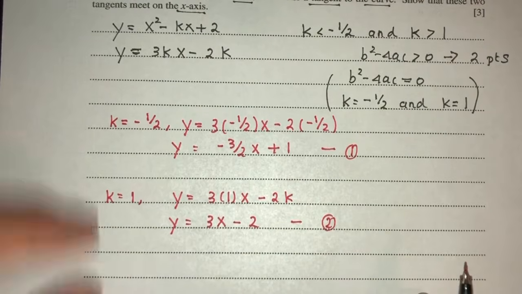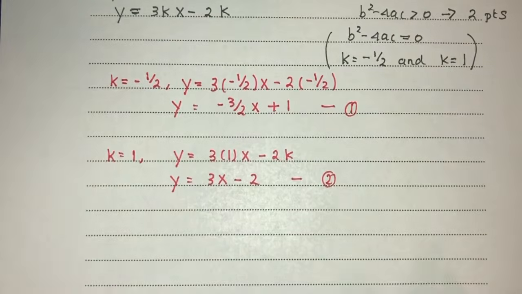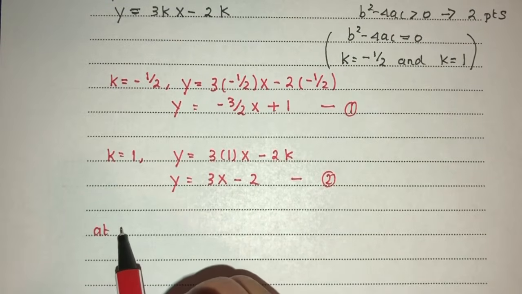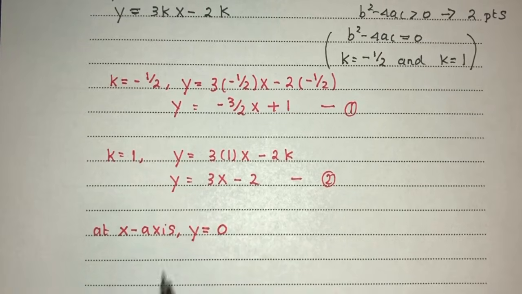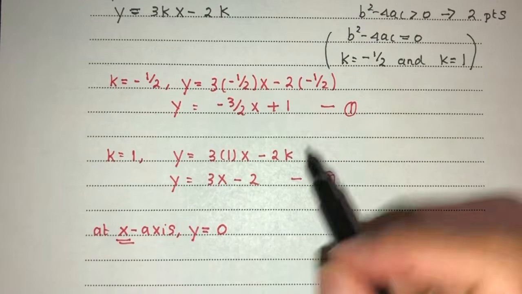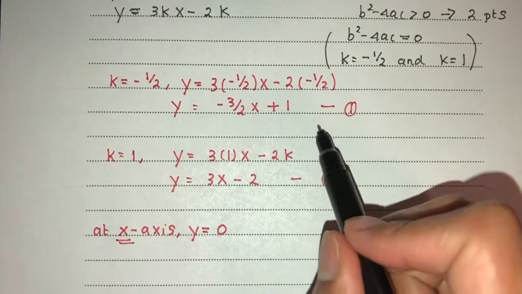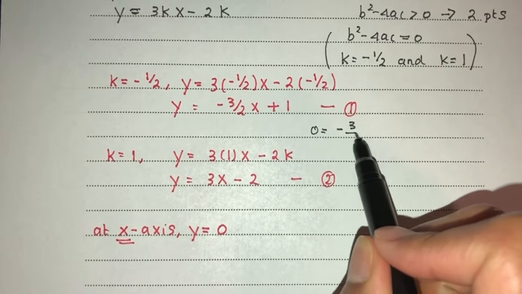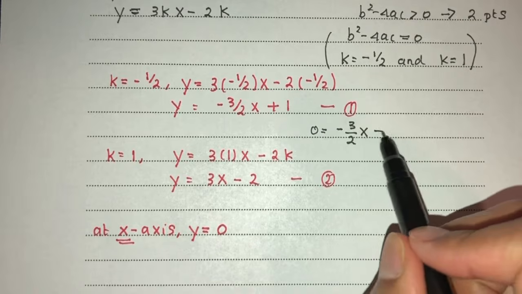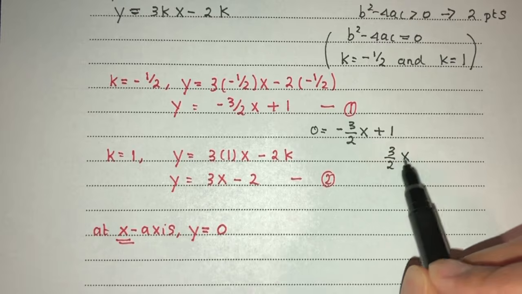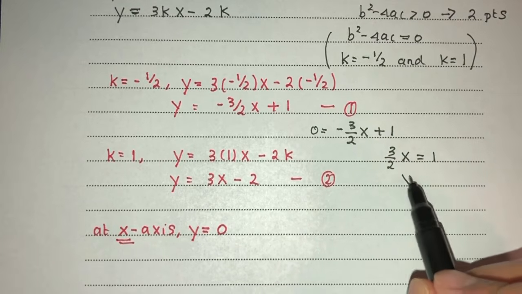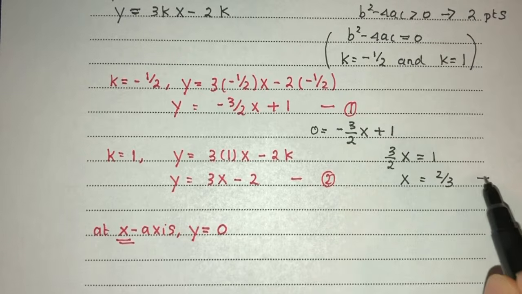So now we have to show that these two meet at the x-axis. So basically at x-axis, you know that the value of y has to be 0. So we have to show that when y equals 0, they have the same x value. So let's replace this one here. You will have y is equal to 0, so you will have minus 3 over 2 x plus 1. So you will have 3 over 2 x is equal to 1. So x is equal to 2 over 3. That is for part 1.